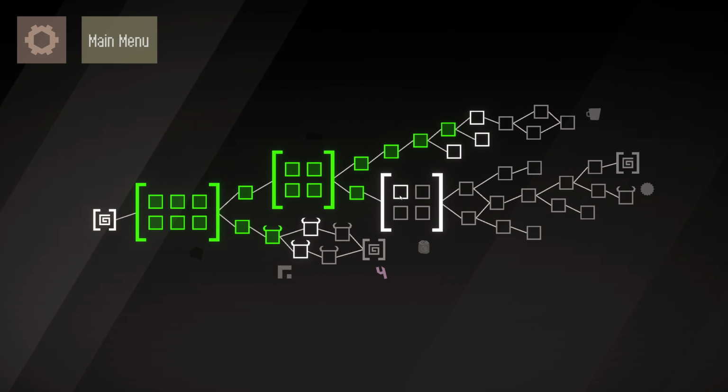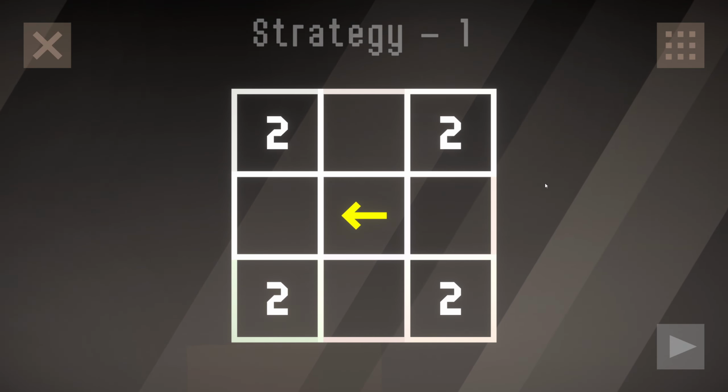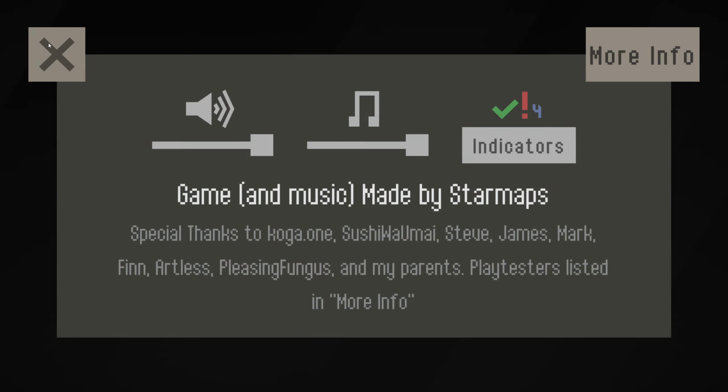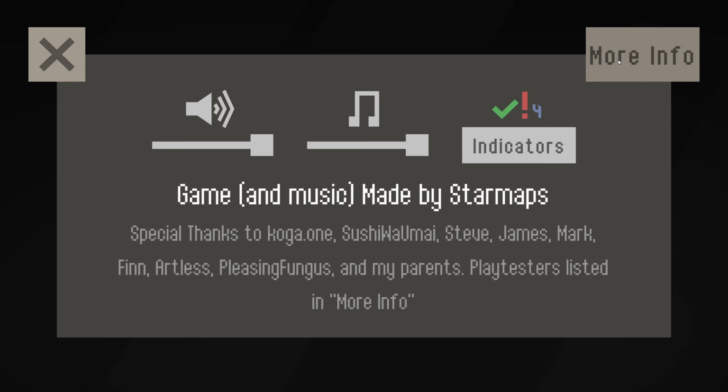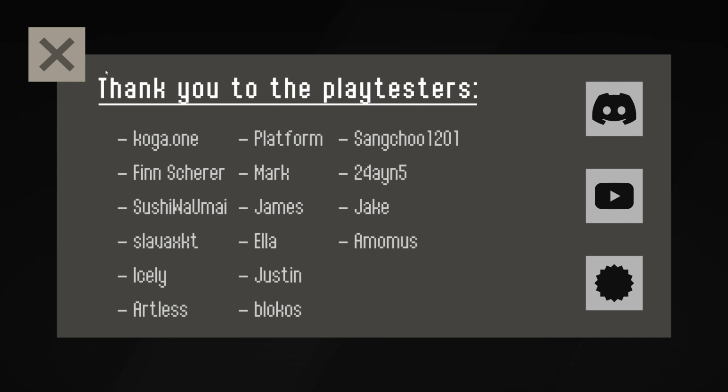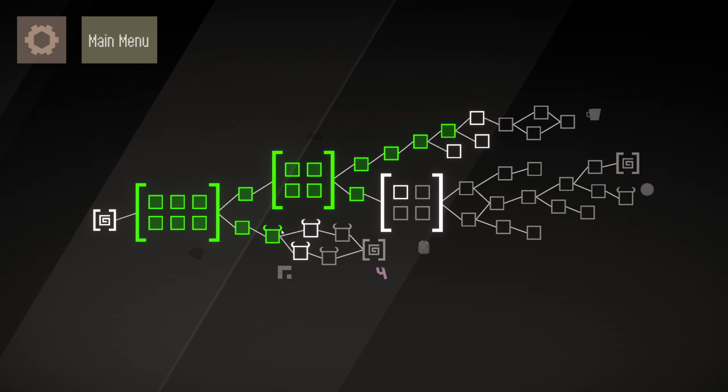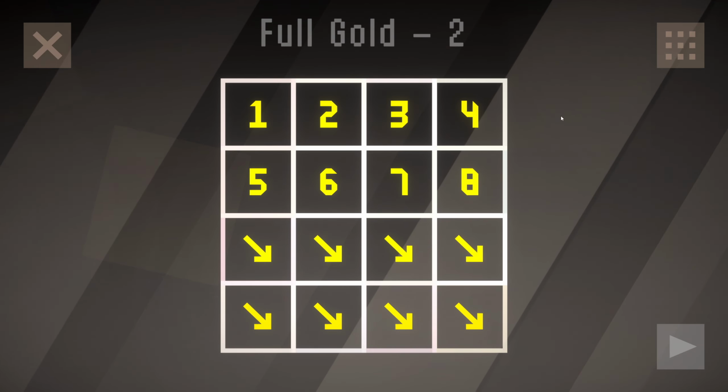I don't have a start menu or an escape menu to turn stuff off. Settings. Indicators. I'm going to sneeze. Oh, excuse me. Show correct symbols. Group counter subtext. I don't know that that helps me specifically. No, neither this. Alright, so what's down here? Oh, I can't do that.